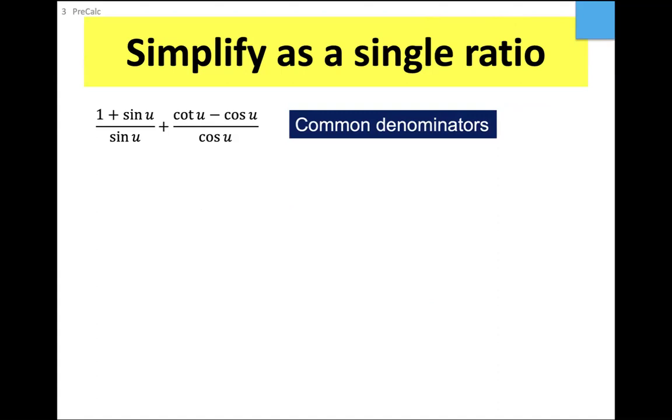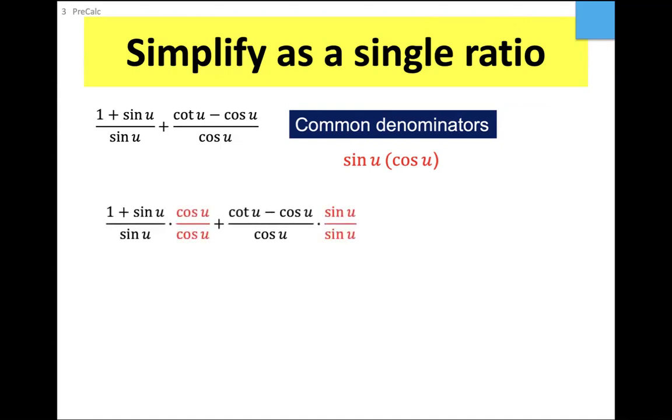I don't know, but I do know that I can take the two denominators multiplying together to get a common denominator. That's what I'm going to do. So that's my common denominator. If we look at our first fraction, I'm missing a cosine u. And on the second fraction, I'm missing a sine u, okay? So I'll do that math.